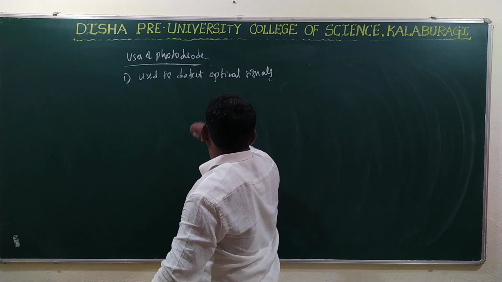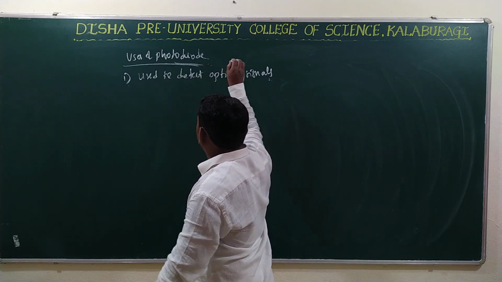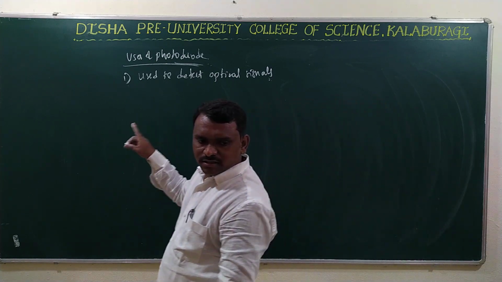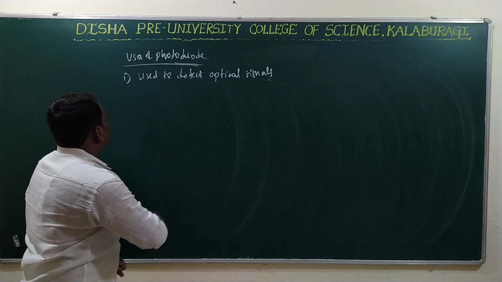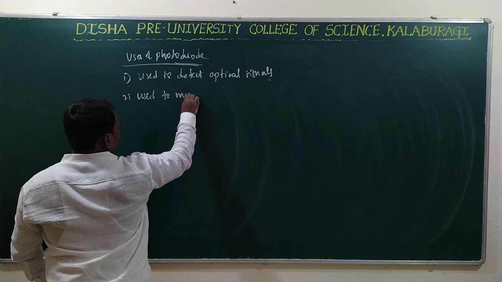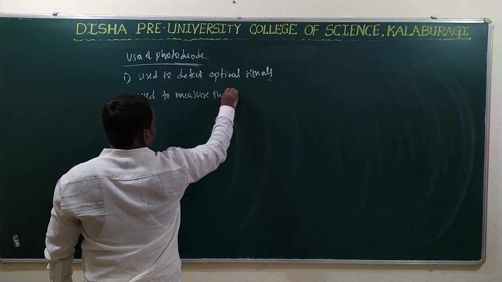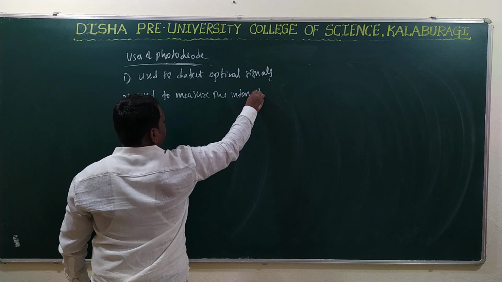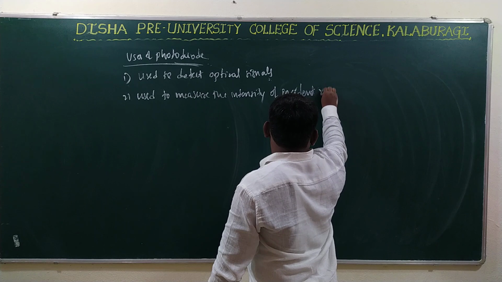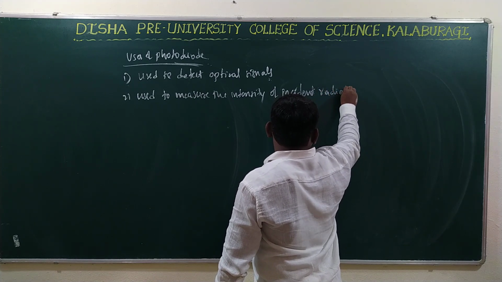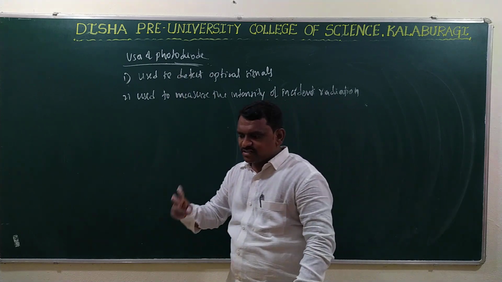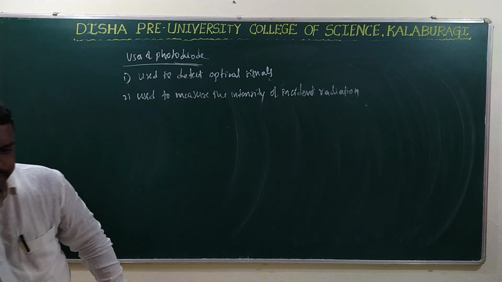Optical signals can be identified or observed with the help of a photodiode. It is also used to measure the intensity of incident radiation. This is the second application.